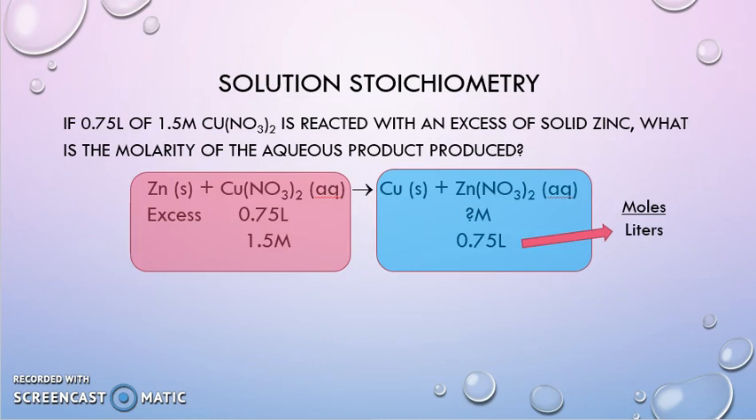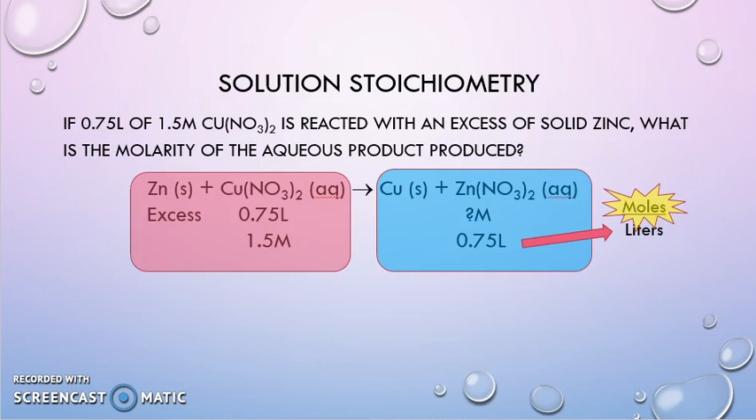Now if I'm asked to calculate the molarity, remember that again, molarity is moles over liters. So I would actually need two numbers to be able to solve this problem. And I already know one. I know that my final product is in 0.75 liters of solution. So now how am I going to get the moles part? Goodness gracious. I am thinking that maybe stoichiometry might be the answer.